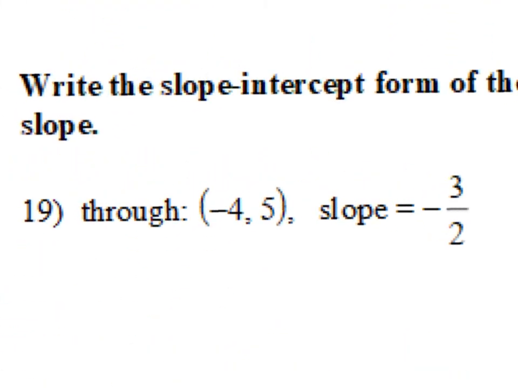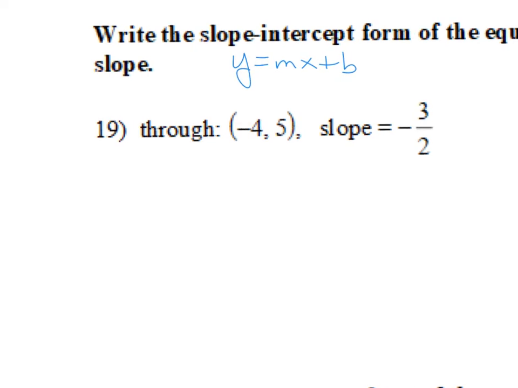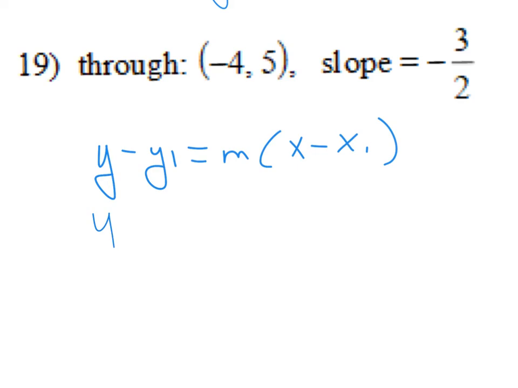All right, so this one is asking us to write it into slope-intercept form. So y equals mx plus b is where I need to finish. Okay, but if I'm looking at this information here, I've got a point and a slope. So guess what? We are going to be starting in point slope. Okay, so go ahead and write your information in there. Y minus my y value is 5. My slope is negative 3/2. And then x minus my x value, which is negative 4.